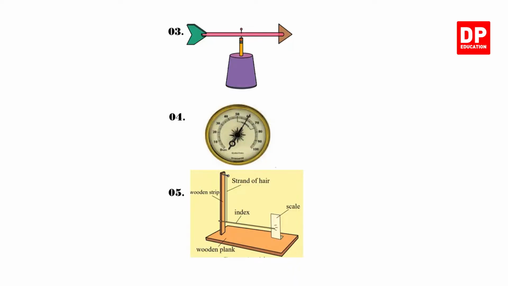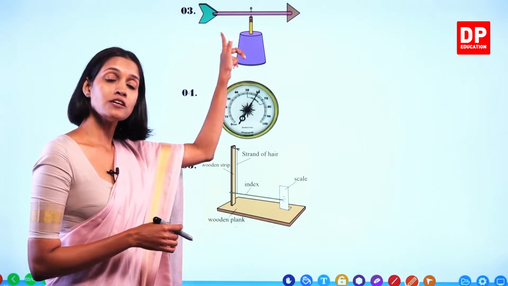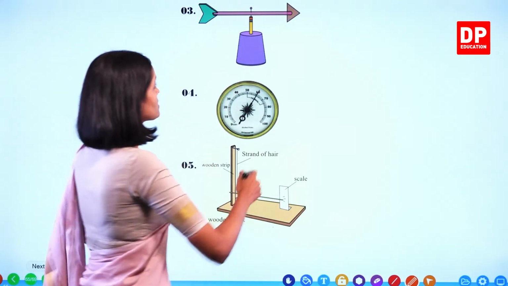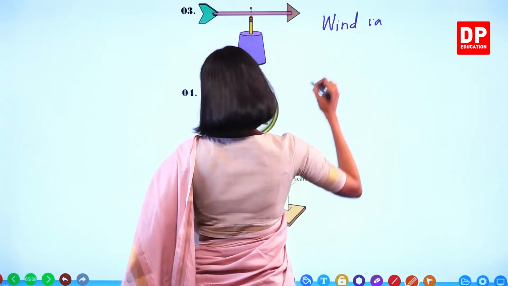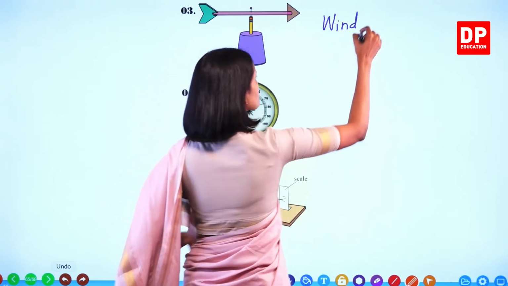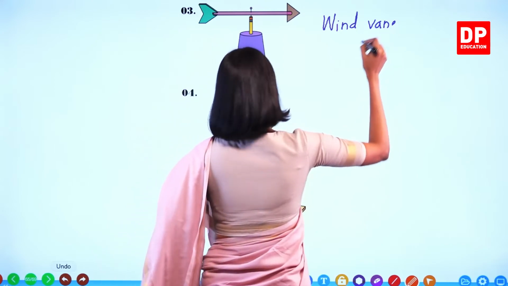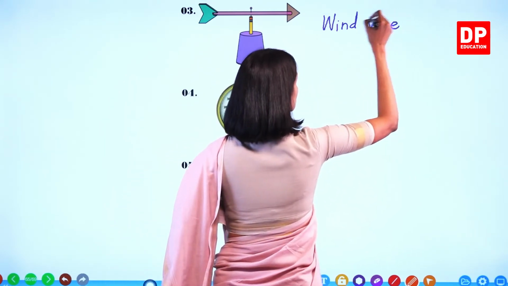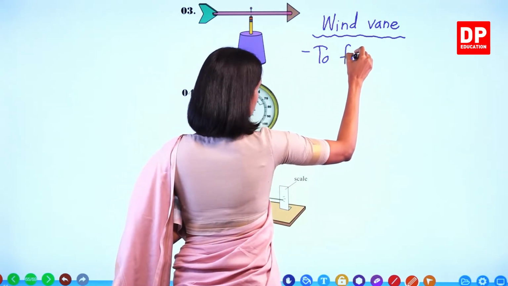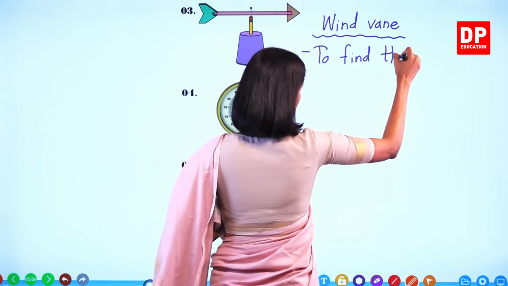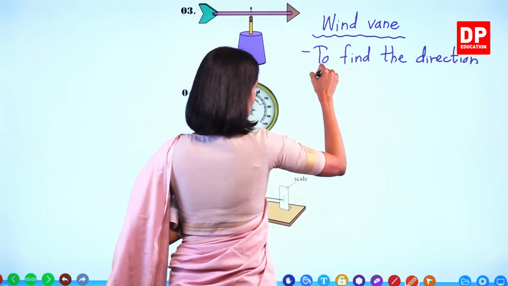Okay? Next one. What is this, children? This is called a wind vane. Why do we use this? To find the direction of the wind, right? Wind vane. To find the direction of the wind.